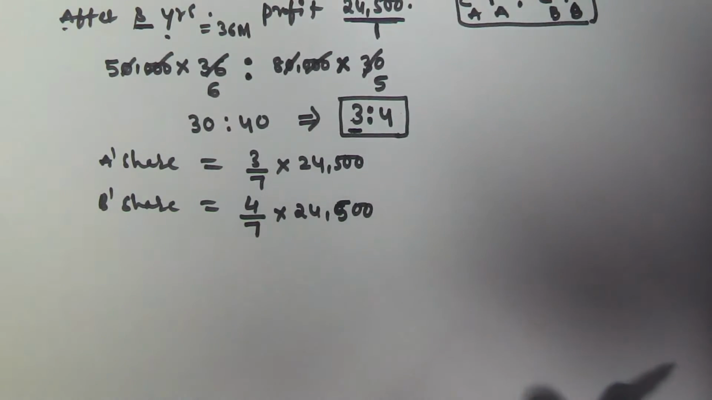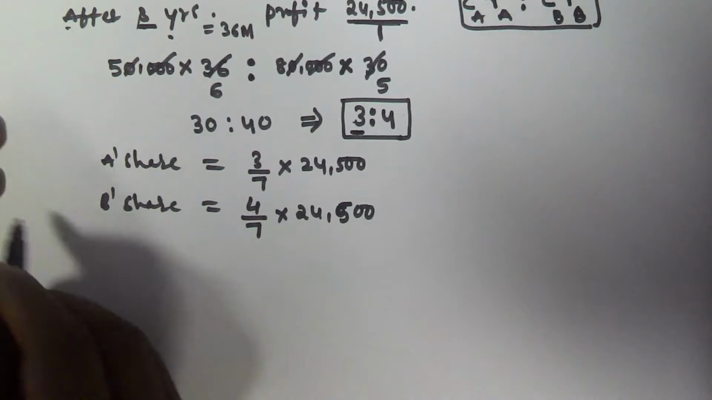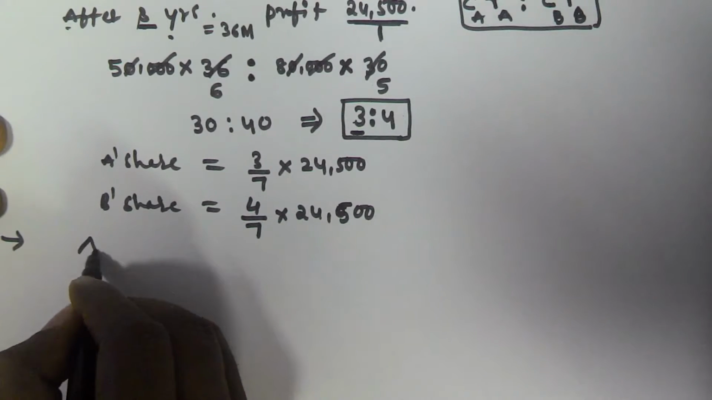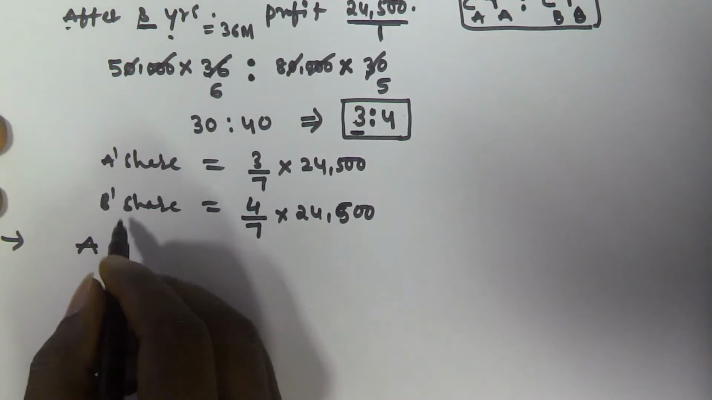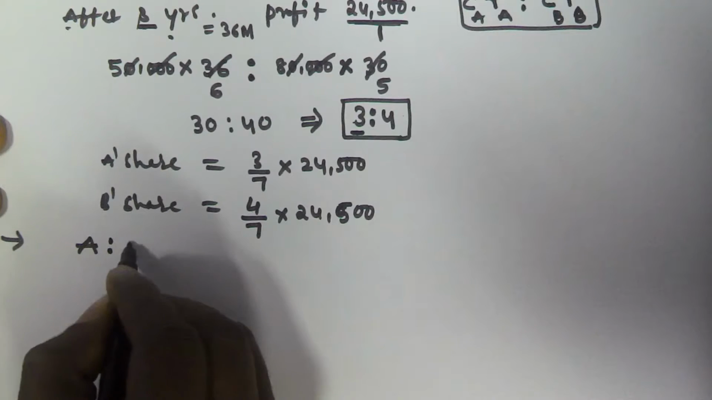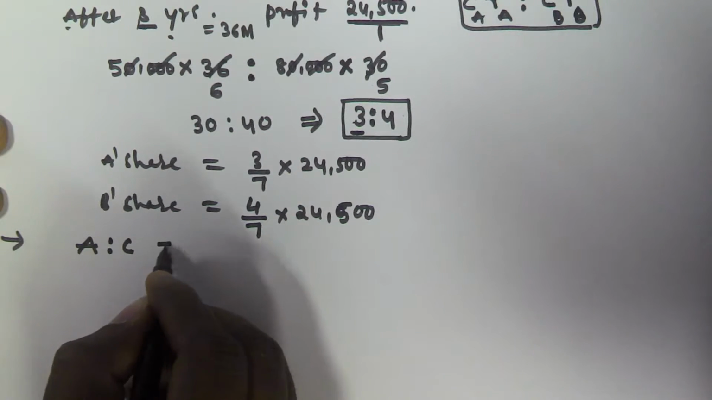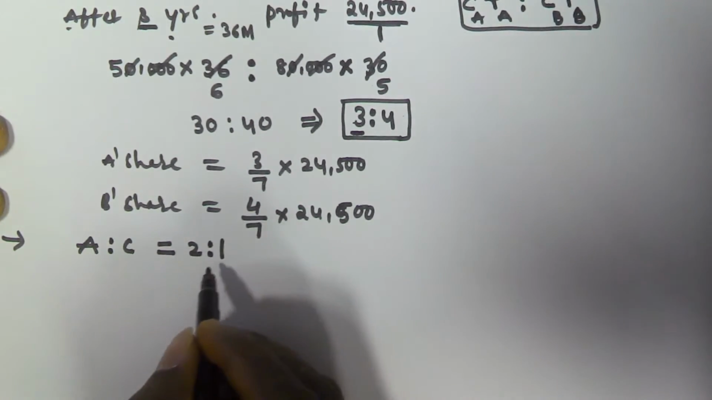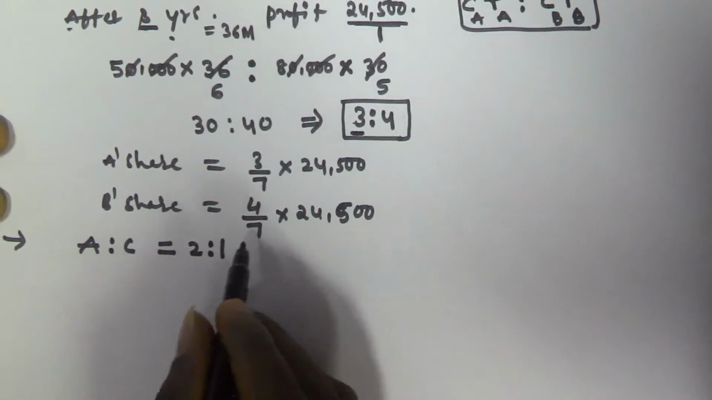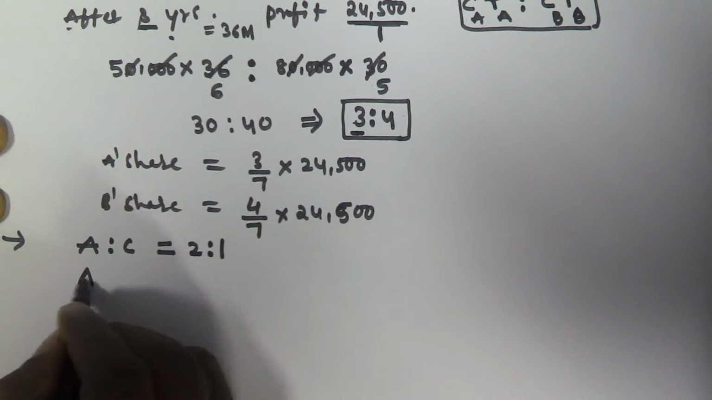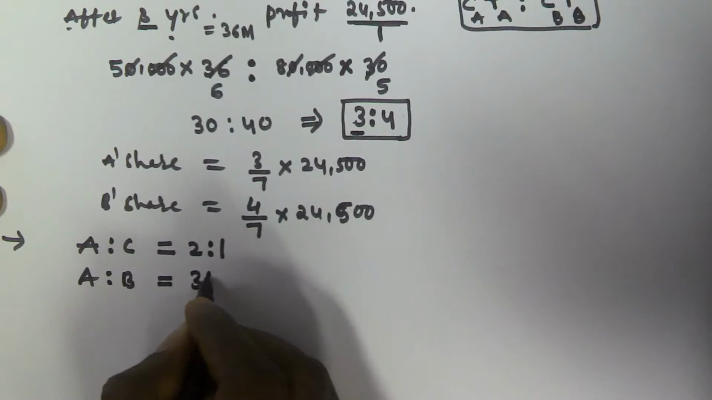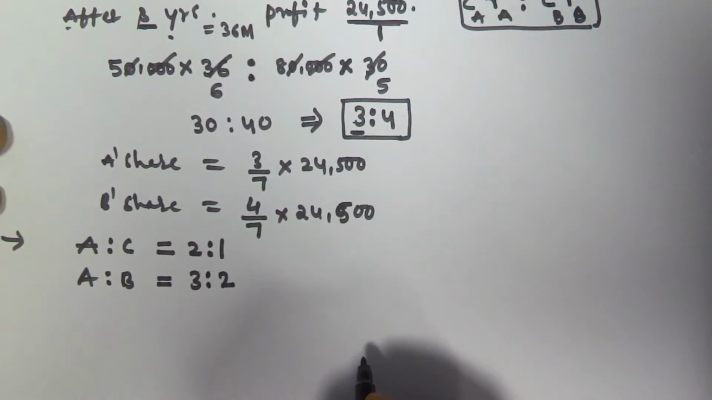Let's see another example of partnership. In a business, A and C invested the amounts in the ratio 2 is to 1. And A and B invested in the same business in the ratio 3 ratio 2.